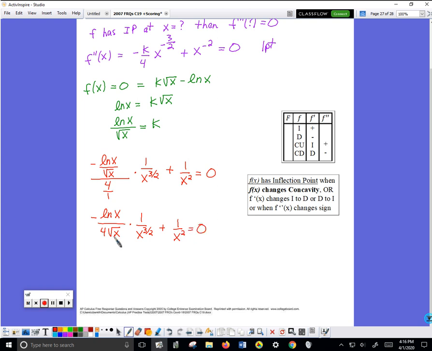This is x to the 1/2. When these two multiply, the exponents add. 1/2 plus 3/2 is 2. So this is negative natural log of x all over 4x squared plus 1 all over x squared has to equal 0.